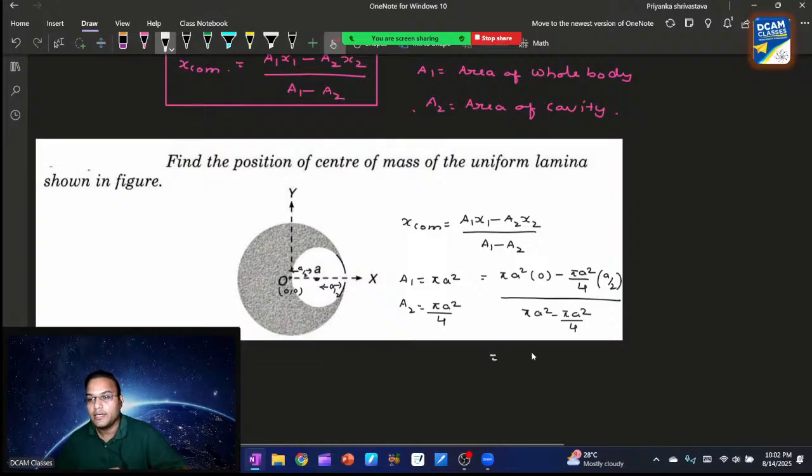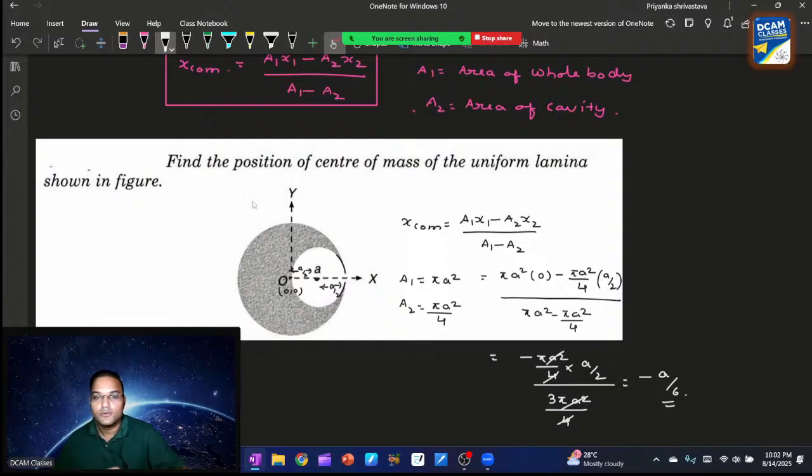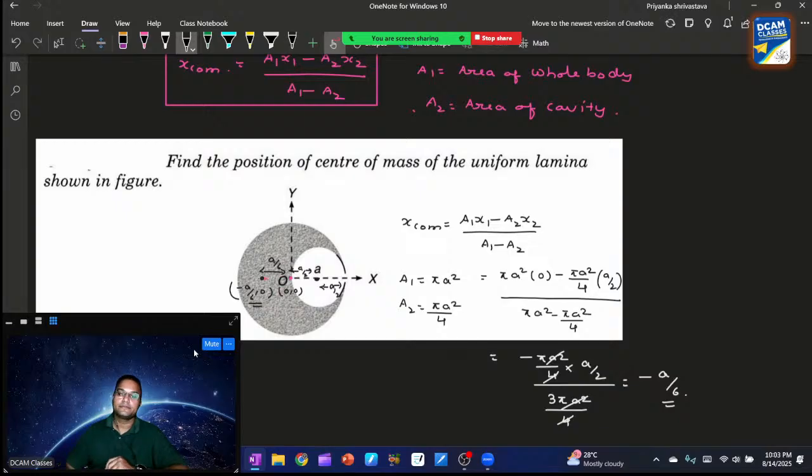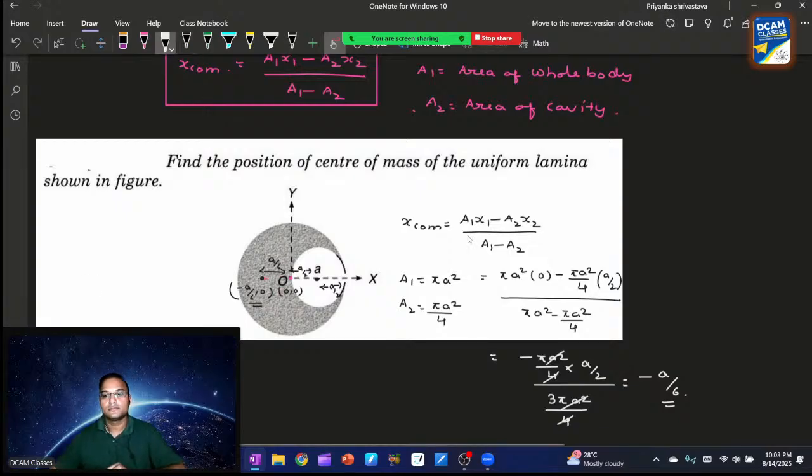Now we calculate it, you'll get minus pi a square by 4 into a by 2 divided by 3 pi a square by 4. Pi a square by pi a square will cancel. So we get minus a by 6. So the center of mass will lie here, to the left, at a distance of a by 6. Means the center of mass coordinates are (minus a by 6, 0). समझ गए? This is how you solve it.